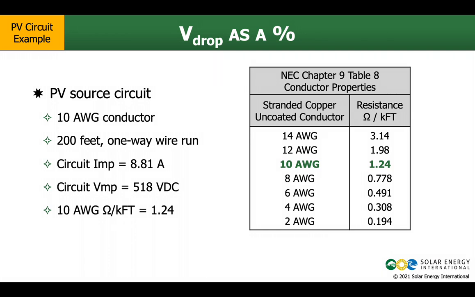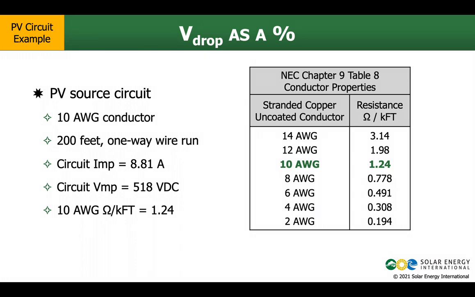Circuit IMP, 8.81 amps. Remember, not short circuit current. That's what we've used for everything so far for sizing wires and breakers and fuses. But now we're looking at operating conditions. So maximum power current for that same module, 8.81 amps. And however many of them we have in series, we've got a circuit VMP of 518 volts. So these are STC values, right? These are not temperature corrected or adjusted for irradiance or anything. These are off the spec sheet for current. And then for voltage, it's the voltage of one times however many are in series.